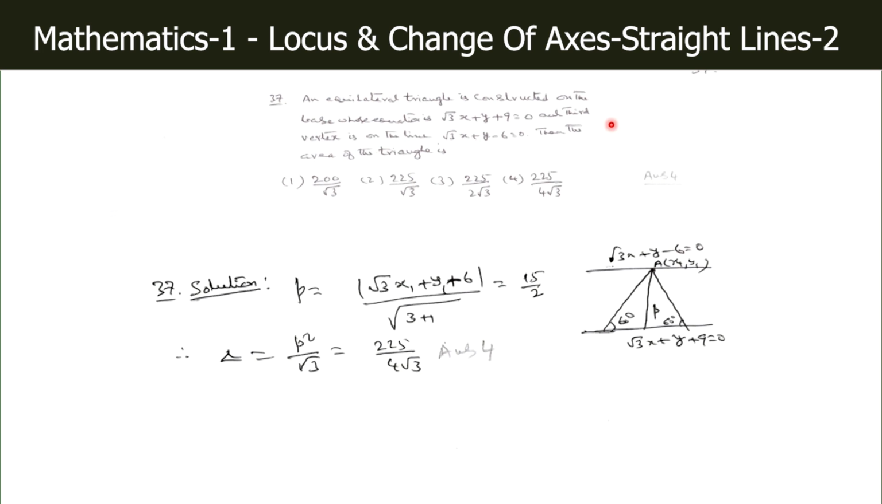So, because the point lies on root 3x plus y minus 6 equal to 0, we have got root 3x1 plus y1 is equal to 6. So if you substitute, then p is equal to 9 plus 6 by 2, which is 15 by 2. So, therefore, area is equal to p square by root 3, which is 225 by 4 root 3. So the answer is option number 4.